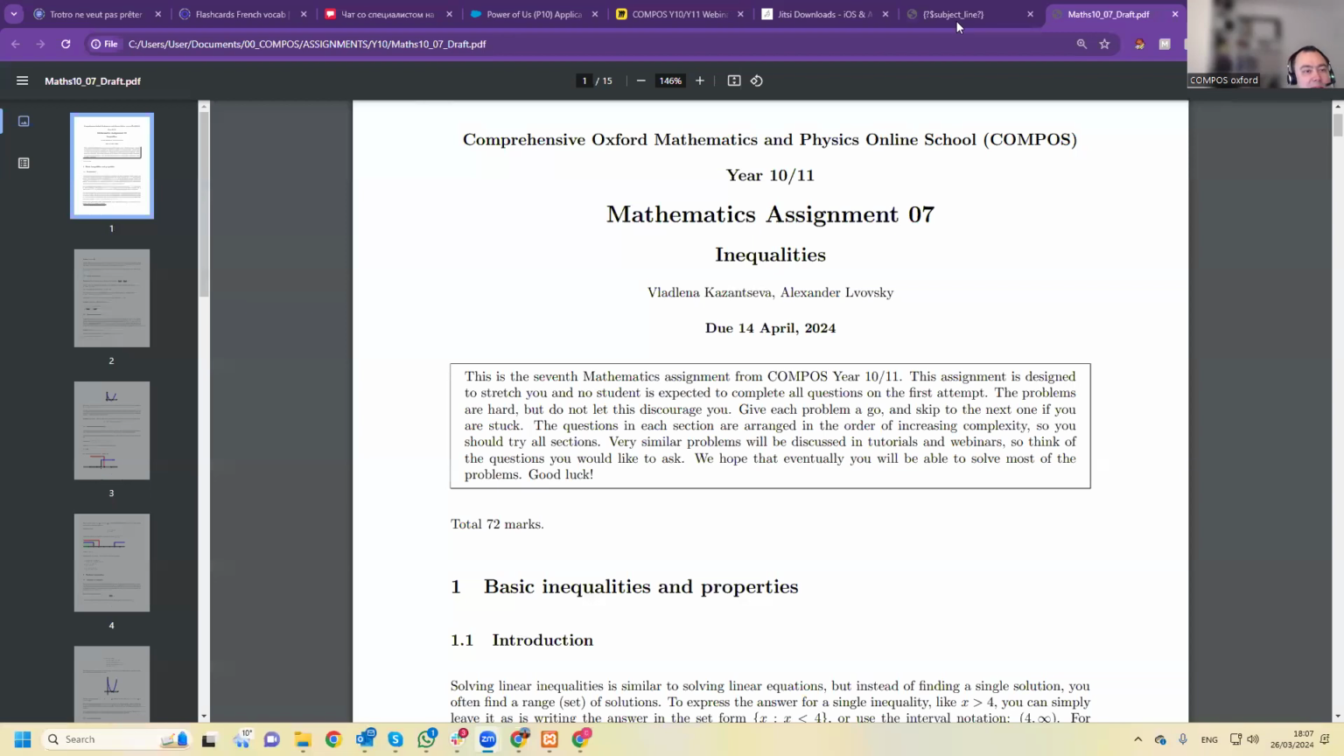And so the assignment will look like this. I will show you the maths assignment. It's going to be released in a few days, so I'm very sorry for the delay. I'm going to share my screen, and it is this one. Okay, so it's inequalities, and it's due for the 14th of April.